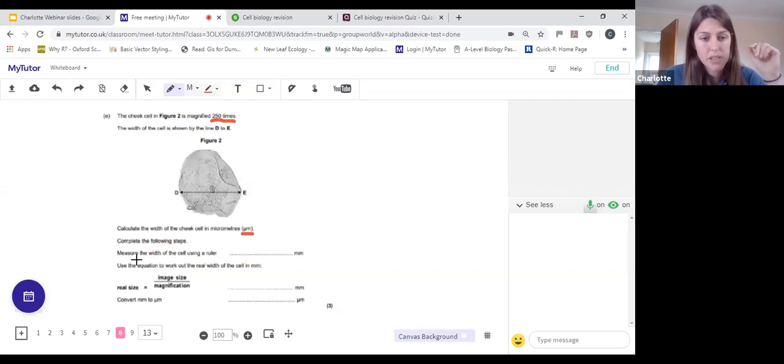So it says complete the following steps. Measure the width of the cell using a ruler. Obviously, we can't do that today because we're all looking at computers, but I'll do the answers in the next page, and I've already measured it. And then it's given you the equation as well. So use the equation to work out the real width, so the actual size of the cell in millimeters. So real size is image size over magnification. And again, it's done millimeters. Then it's asked you to convert millimeters to micrometers. Notice that it's asked you to do this and it hasn't given you any indication of how, so you do need to know those conversions.